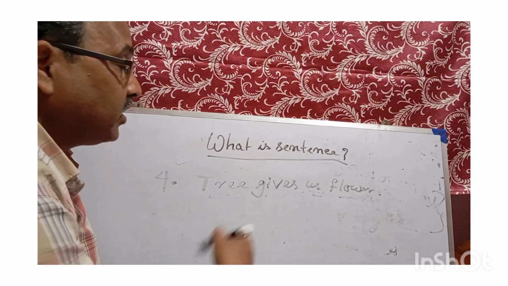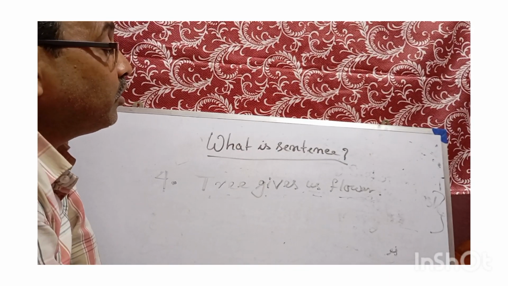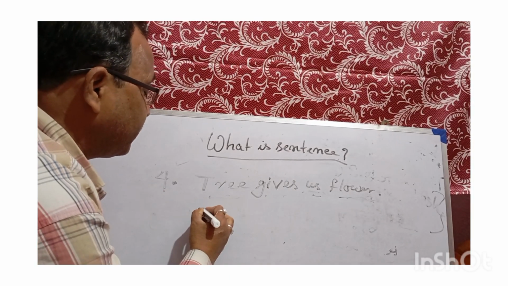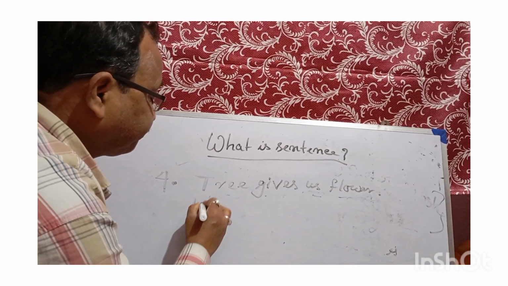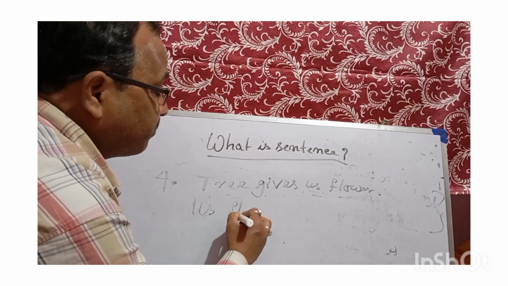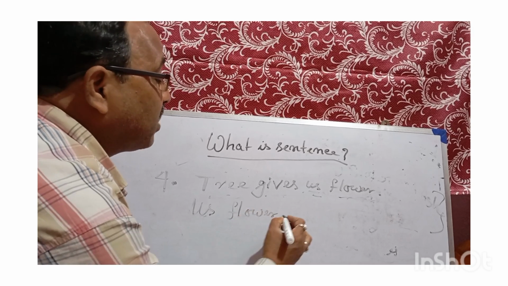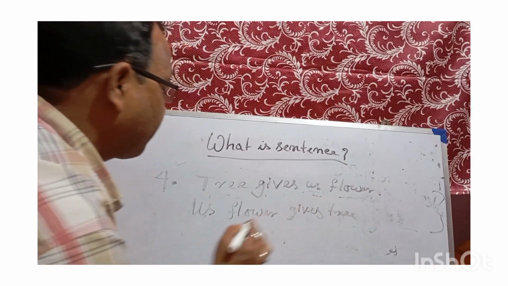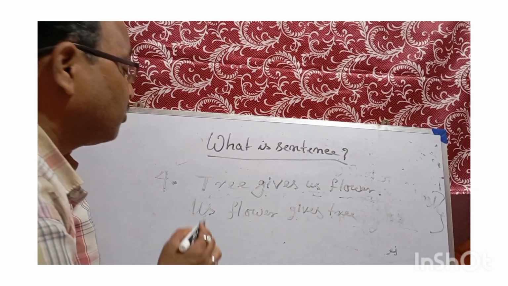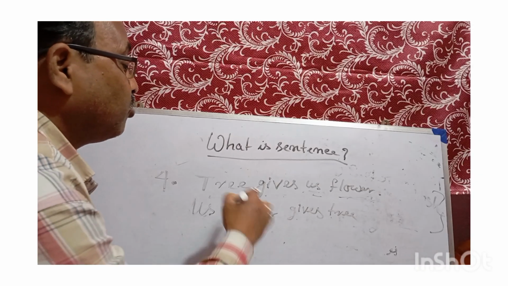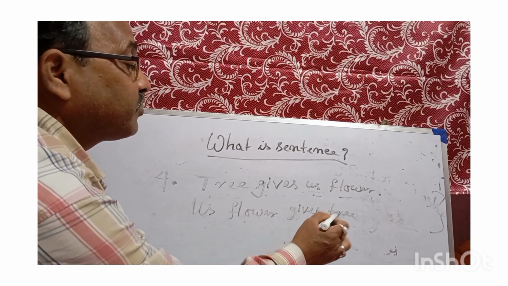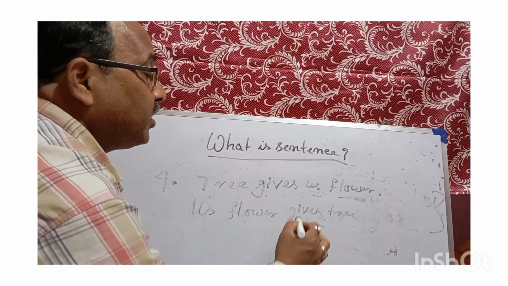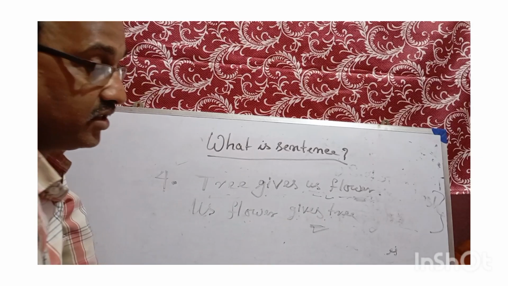If I write in such a way that it will not express a meaning, that is not written in a proper way, how can I write? We can write in various ways, such as flower gives tree. The tree gives us flower, but we have written it as flower gives tree. A sentence must have a meaning, but this does not have a meaning. So it is not a sentence.